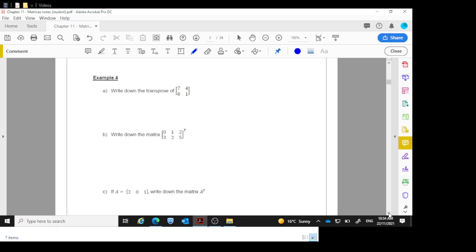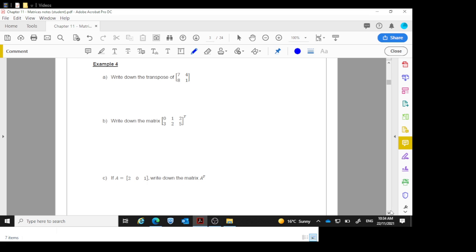Example 4, write down the transpose of this one here. So, the transpose of this equals, instead of 7, 4 as a row, 7, 4 as a column, and then 8, 1. The transpose of this, 0, 1, 2, 3, 2, 5. The transpose of this one here, 2, 0, 1. Okay, the row becomes a column.